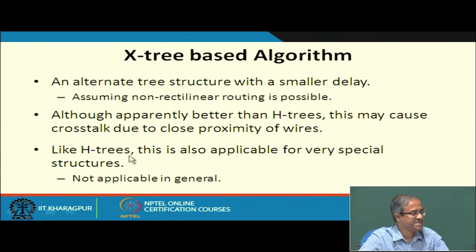So again, just like H trees, you can use it for special structures, like creating the top level tree then feeding it to the next level. So these H and X trees are two alternative ways in which typically people build the first level clock tree before they are distributed to the different parts of the chip.